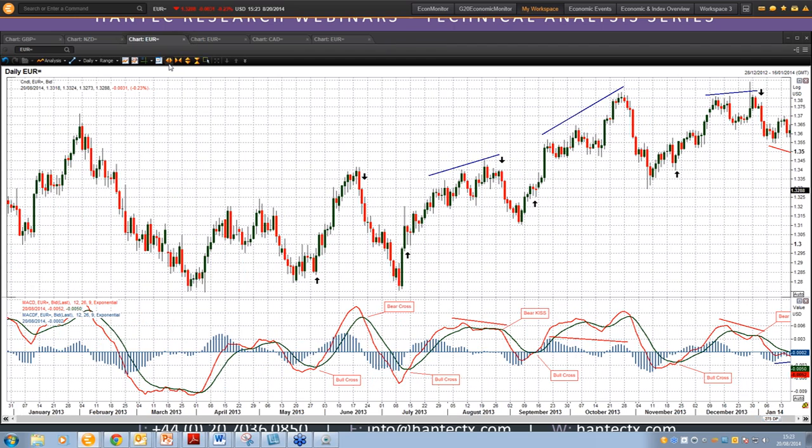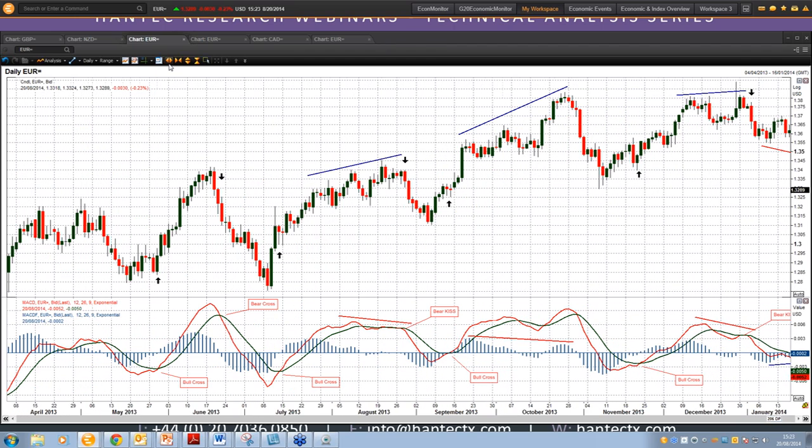Lots of trading signals on the euro. This is since, well, just about 12 months actually. I started doing this back in May 2013. You've got your first crossover trading buy signal there, which equates to around about this day here. What do you see? You see the MACD accelerating away from the signal line, so that suggests positive and growing momentum.